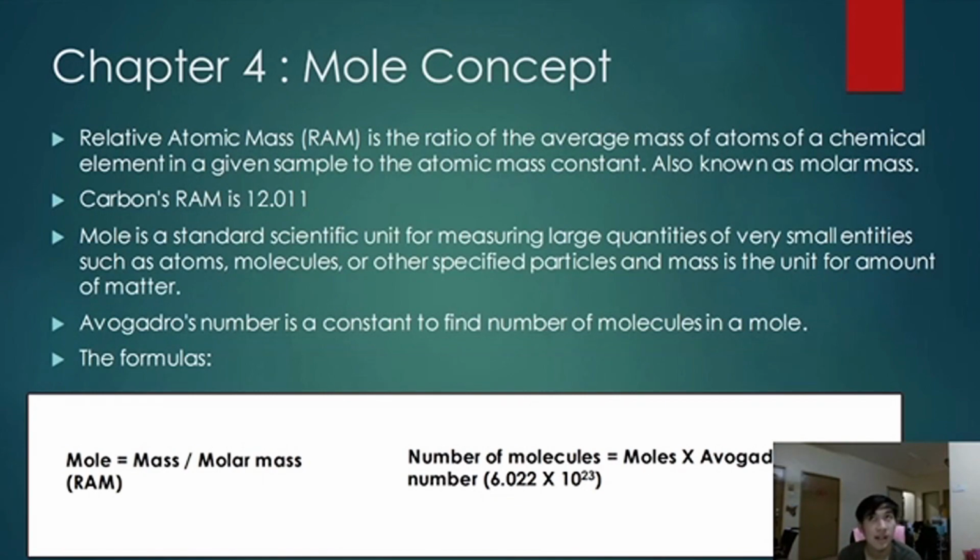So to find these, we have the Avogadro's number, which is a constant in finding the number of moles in a mole. Constant meaning that it is a fixed number and it will always be there when trying to find it. The formulas for this are: to find mole, it is mass over molar mass, and to find the number of molecules, it is the mole times Avogadro's number.